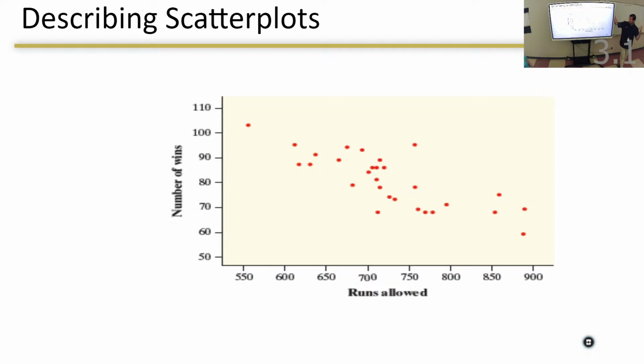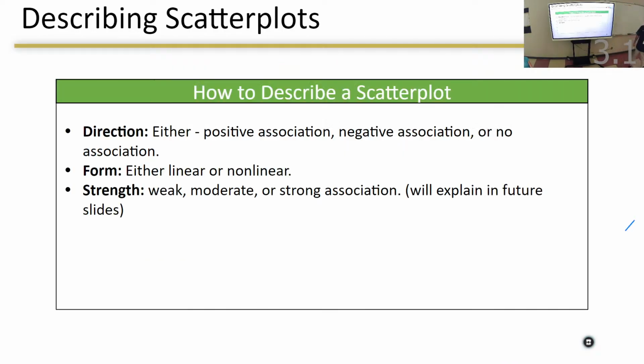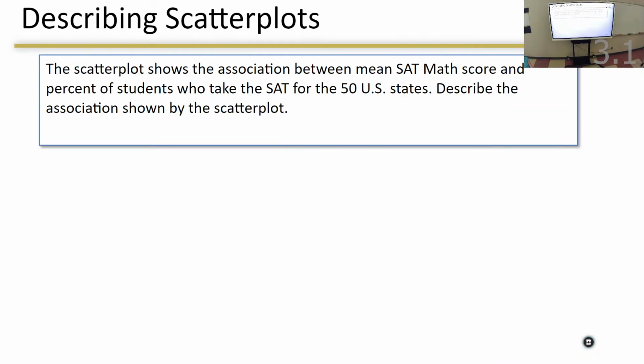Negative, moderate, linear relationship between runs allowed and number of wins. You let more runs allowed, you're probably not going to win as much. Good enough? Yep.